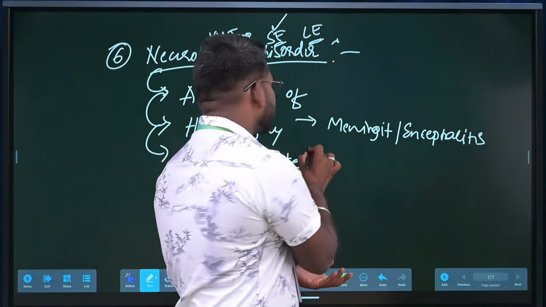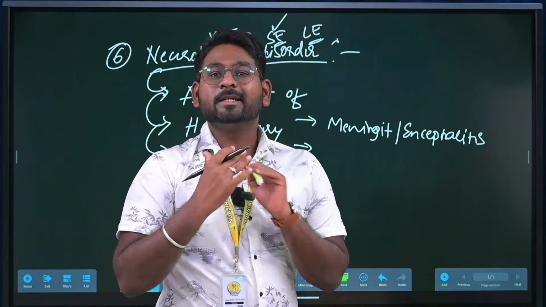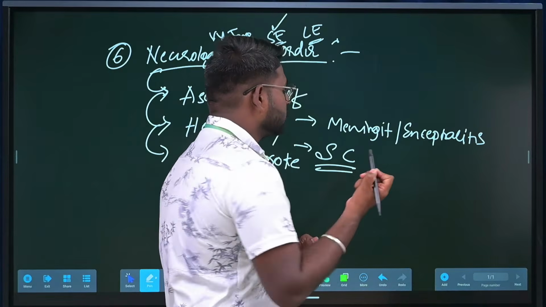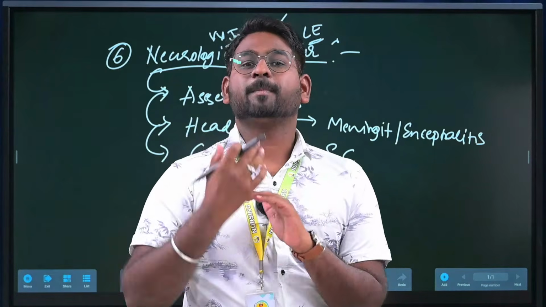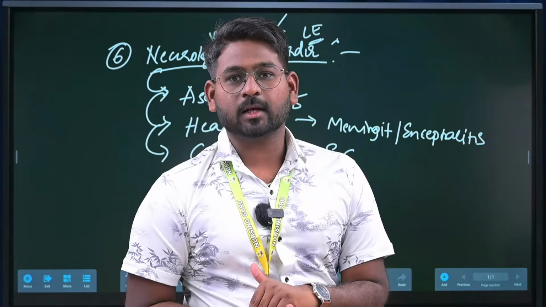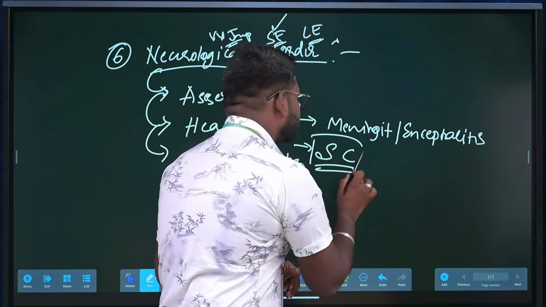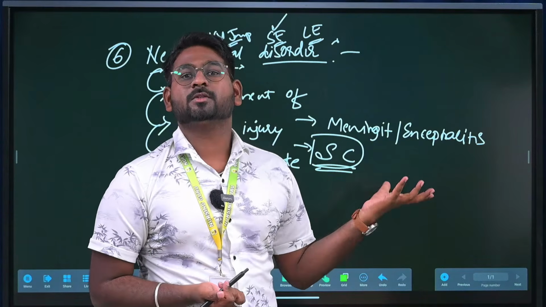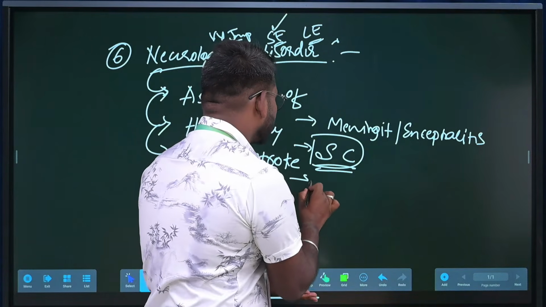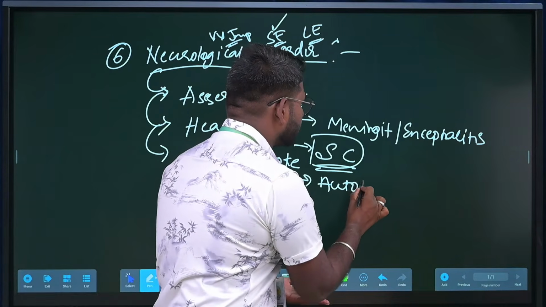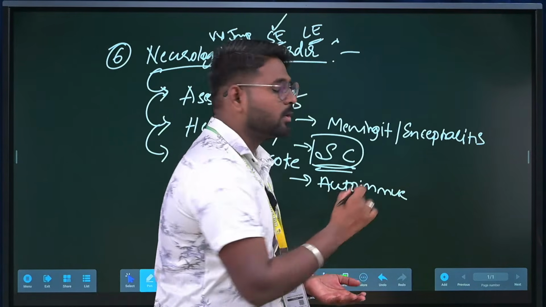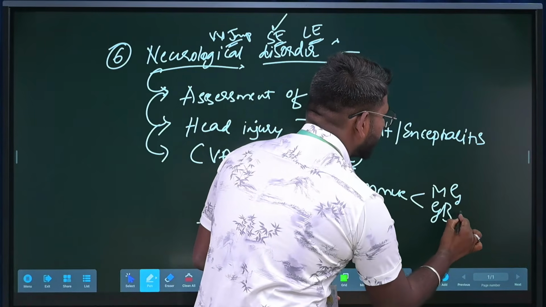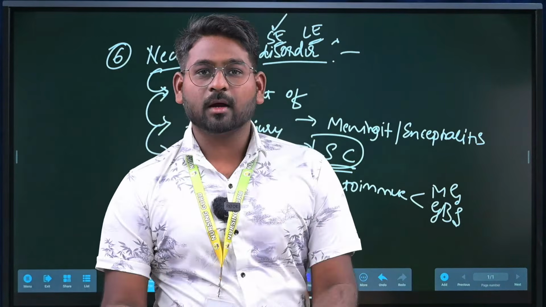Apart from this, we have the disorders or diseases related to the spinal cord. The spinal cord injury will be there, and herniation as well. Such conditions we see with the spinal cord, and that is also very important. And in the CNS we have some autoimmune disorders like myasthenia gravis and Guillain-Barré syndrome, which are also very important.